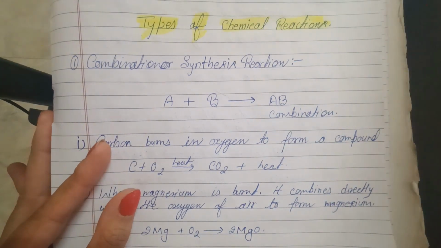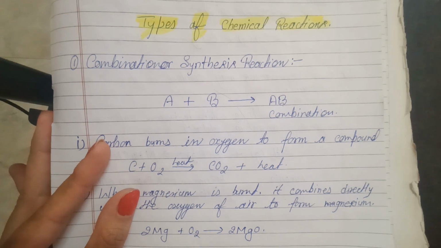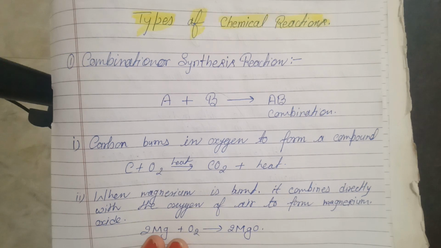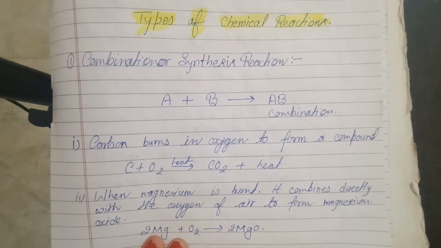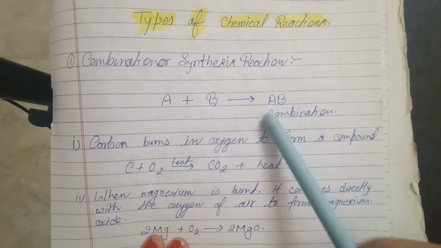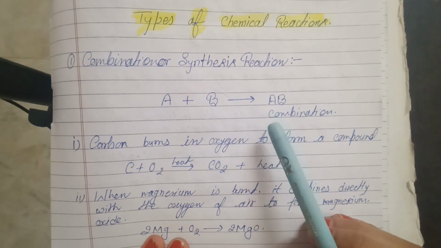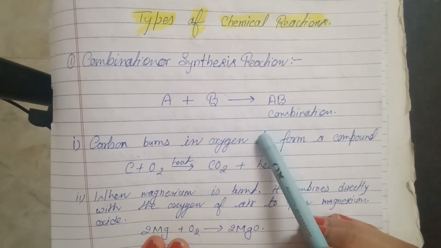What is the actual definition of this reaction? A chemical reaction in which two or more substances, elements or compounds combine to form a single substance is called a combination reaction. Clear? The combination reaction in which a compound is formed from its constituent elements is called a synthesis reaction.